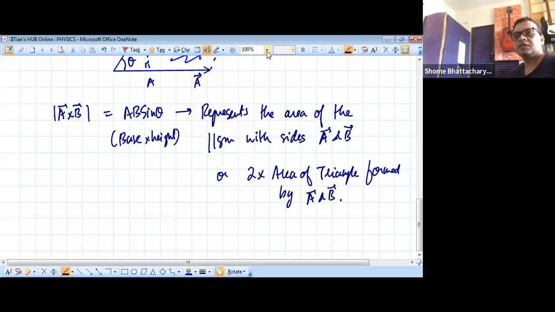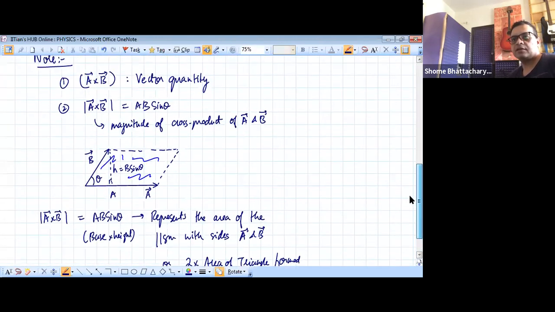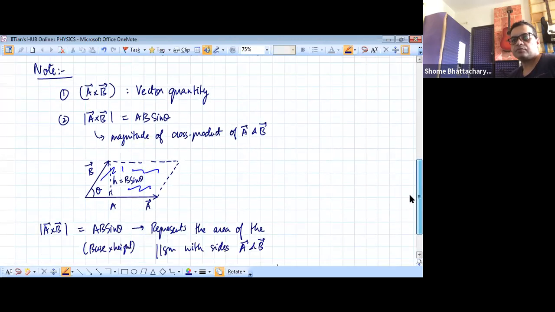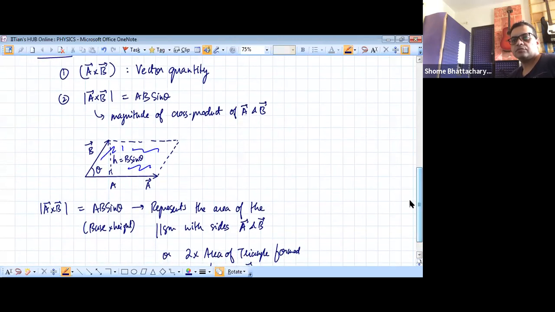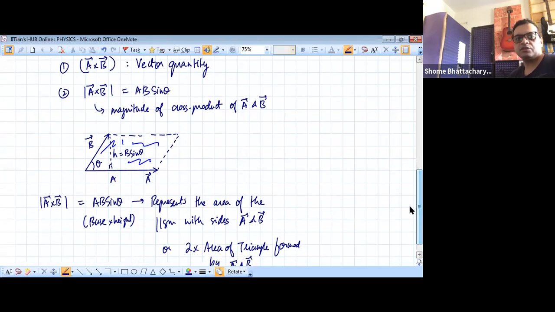So this is part of understanding the definition: it is a vector quantity whose magnitude represents the area of the parallelogram. We'll come back to the direction. First, write down this information.